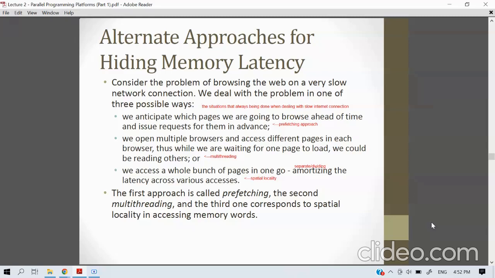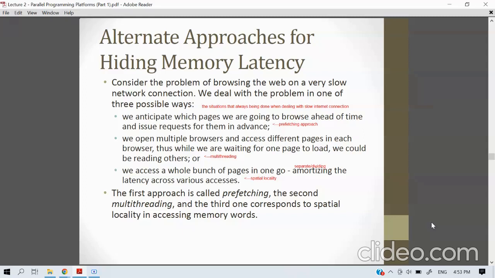So previously we already discussed the latency faced by parallel computing. Okay, so how to hide the memory latency? Please consider the problem of browsing the web on a very slow network connection. We deal with the problem in one of three possible ways. The first one, we anticipate which pages we are going to browse ahead of time and issue requests for them in advance. So that is the first way.